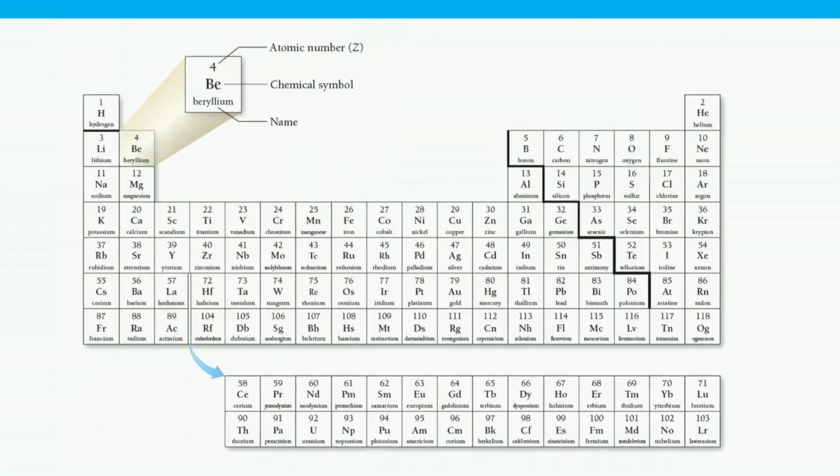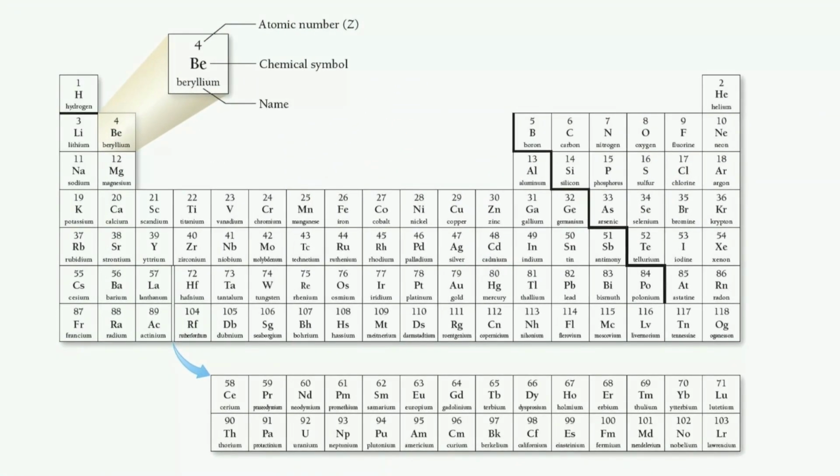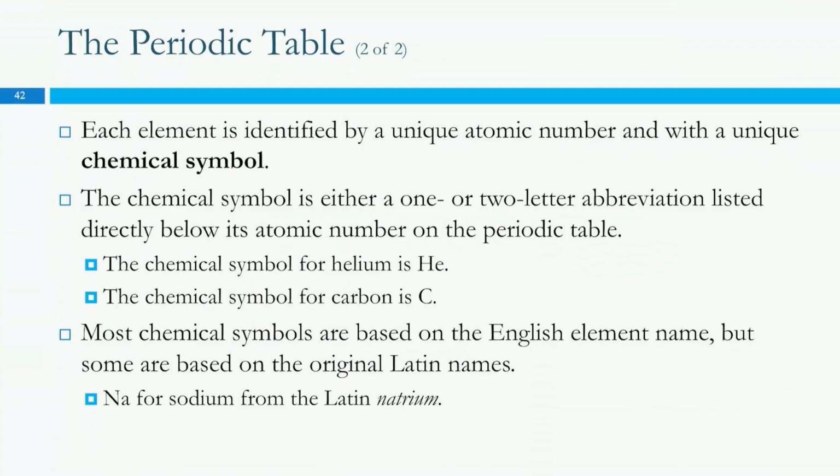So you've got a real basic periodic table. In every single one of these, the number at the top is the atomic number, which is the number of protons. And so they all have a unique number all the way up to 118. Each element is again defined by a unique atomic number and a unique chemical symbol, 1 or 2 letters.